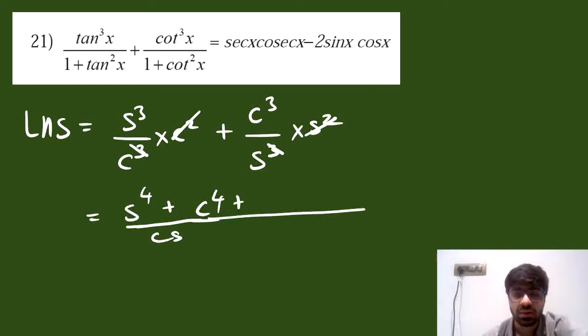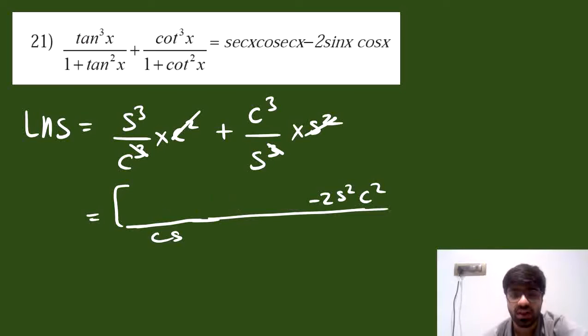We can add 2 sin square x cos square x and subtract 2 sin square x cos square x in the numerator, and that would make the first 3 terms the expansion of sin square x plus cos square x the whole square. But sin square x plus cos square x will be equal to 1, the square of which will also be 1. So in the numerator, we have 1 minus 2 sin square x cos square x.